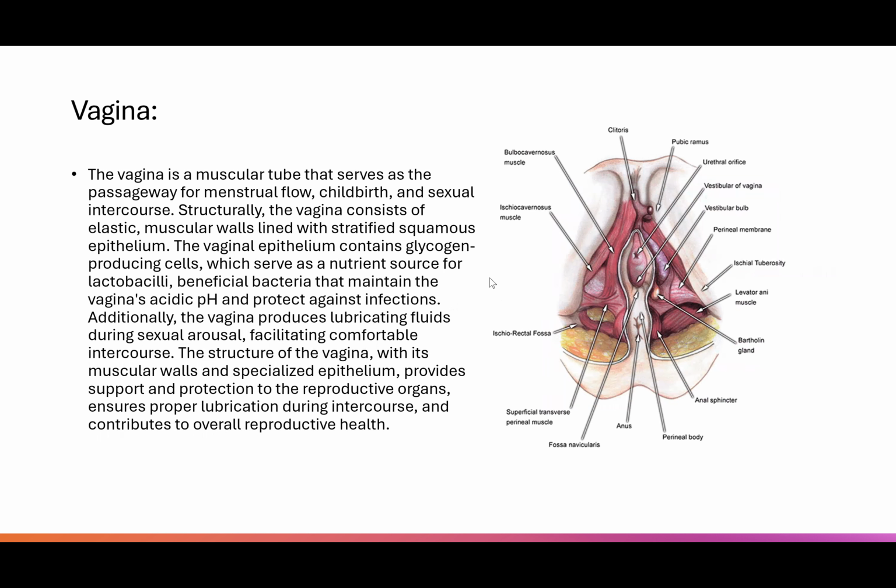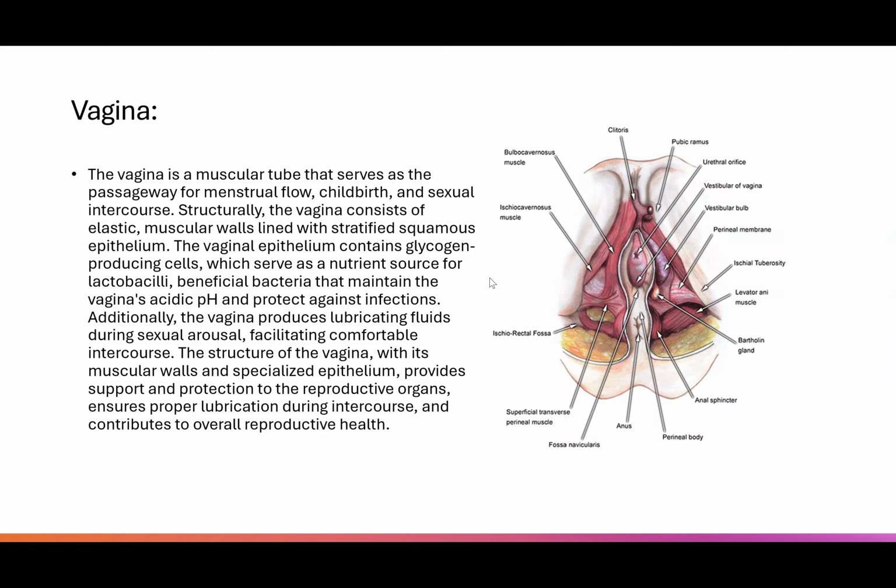The vagina specifically is a muscular tube that serves as a passageway for menstrual flow, childbirth, and sexual intercourse. Structurally, the vagina consists of elastic muscular walls lined with stratified squamous epithelium. The vaginal epithelium contains glycogen-producing cells, which serve as a nutrient source for lactobacilli, which is a bacteria that maintains the vagina's acidity and protects against infections.